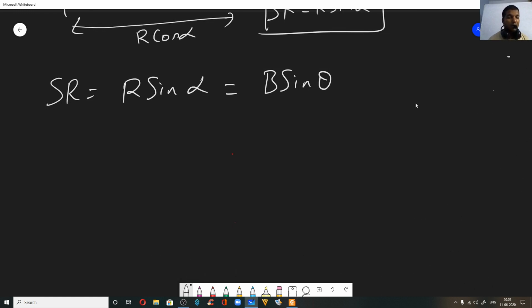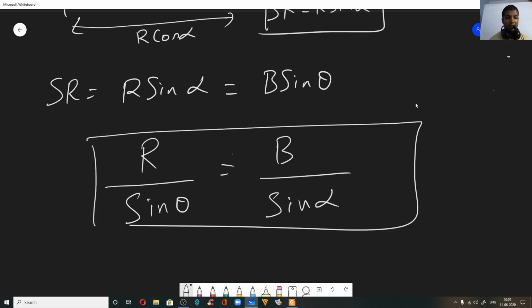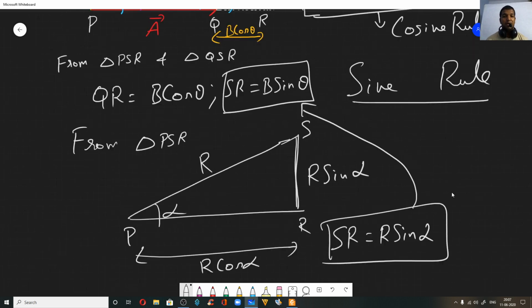Yes, okay. Now you can write R divided by sine theta, correct? R by sine theta is equal to B by sine alpha. Let us call it equation 1. Now again, come back to this triangle here.